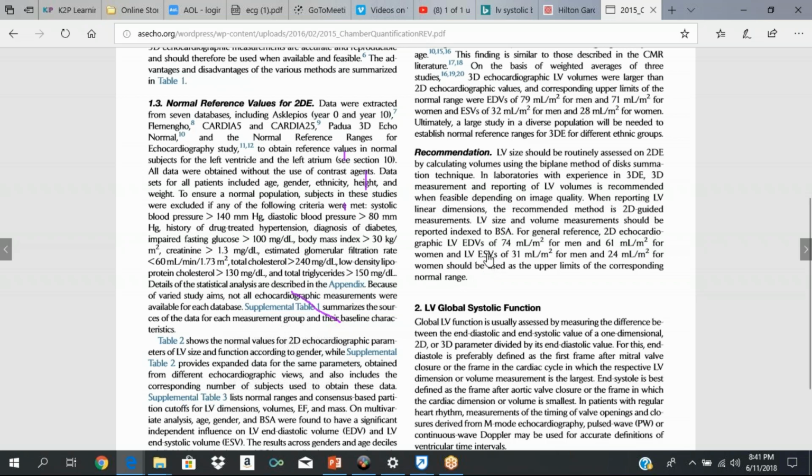For the left ventricular end systolic volume, for males, it should be about 31 mLs per meter squared, and for females, about 24. Again, we're trying to index everything, that is, divide by the body surface area.